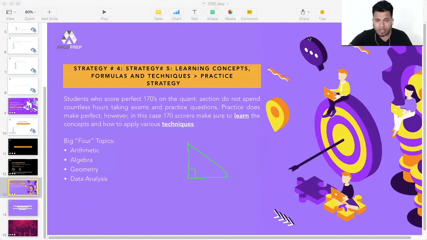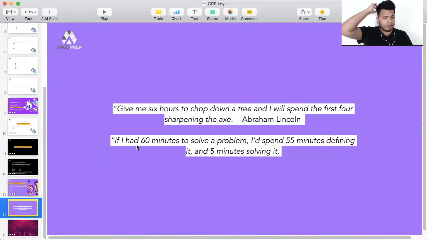Okay, the last thing we're going to talk about is this quote I have up. Let's go ahead and go to this last thing. This is a pretty cool quote. "Give me 6 hours to chop down a tree and I will spend the first 4 sharpening the axe," apparently by Abraham Lincoln. And the last one is, "If I had 60 minutes to solve a problem, I'd spend 55 minutes defining it and 5 minutes solving it." I think most of you already know where I'm going with this, right? You need to identify how to solve the problem.